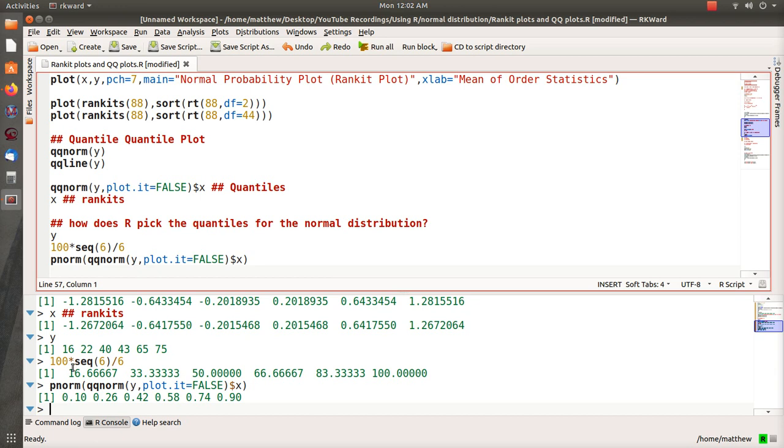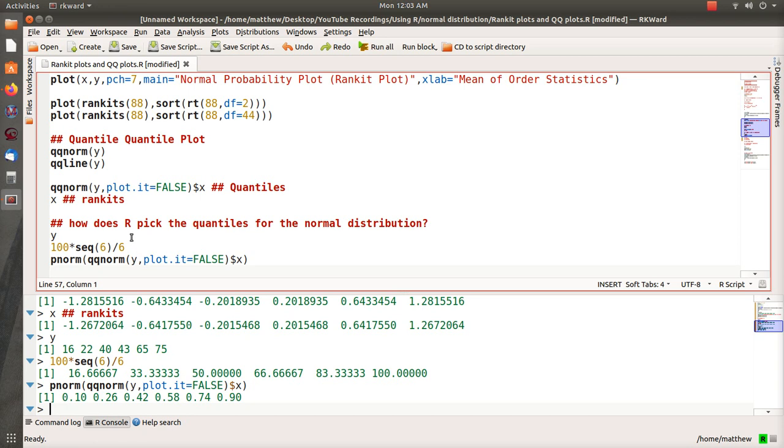So QQplot is thinking that 16 represents the 10th percentile. 22, which is 2 out of 6, represents the 26th percentile in the standard normal distribution. 40 represents 42%, and so on. 75 represents that 90th percentile, and it's actually symmetric. It's 10% in the tail, 10% in the tail, 26% in the tail, 26% in the tail. So that's how QQ norm does it.